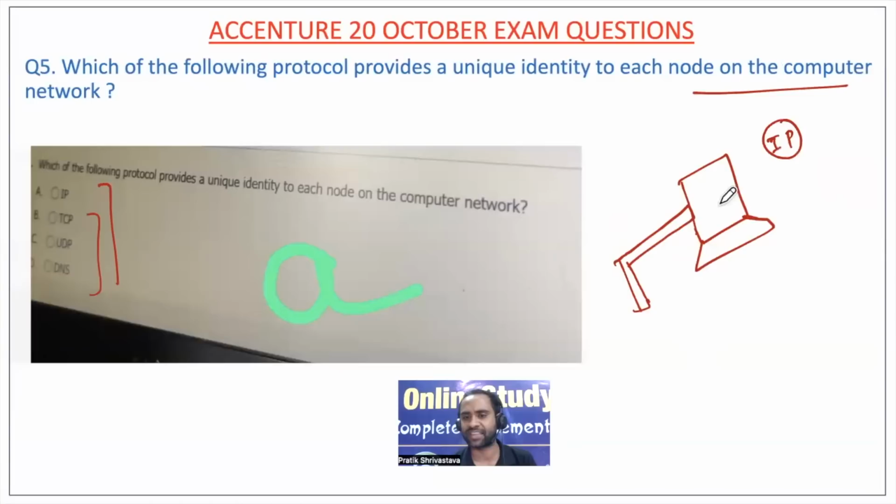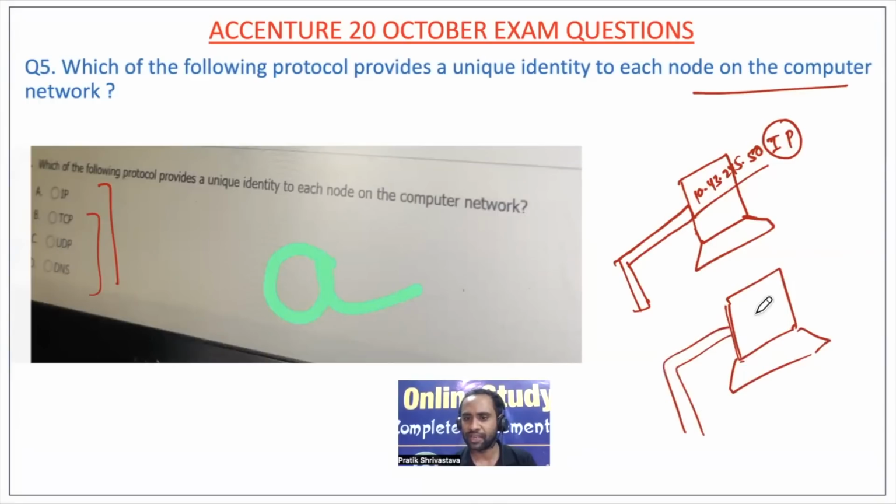So once your computer is connected to a network, then you might see an address like 10.43.245.50. So this kind of IP address will be assigned to your computer. Every computer will have a different IP address. Now suppose you have another computer connected to the same network, then you might see 10.43.245.51. So every computer will be assigned a different IP address when you connect to the network, right? So which of the following protocols provides this? That is nothing but the IP address, internet protocol address. So option A will become the correct answer.